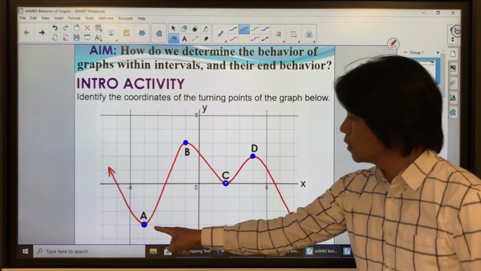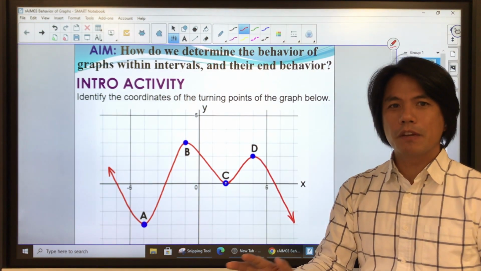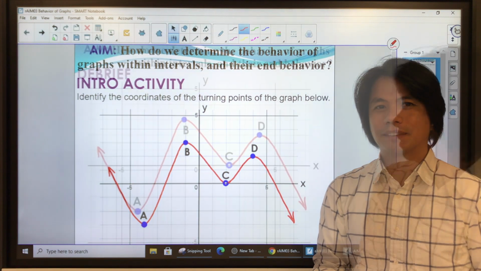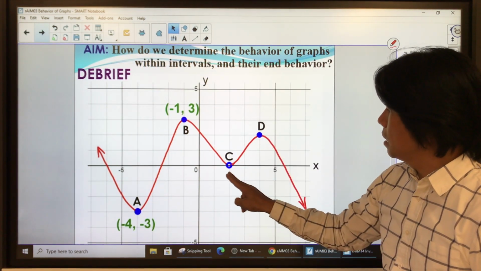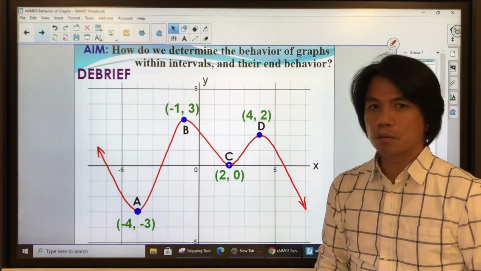Identify the coordinates of each turning point here on the graph. Be sure to pause your video while you're doing it. Come back once you're done to check your answers. So the answers are, that's point A, point B, point C, and point D. I hope you got them all correct.